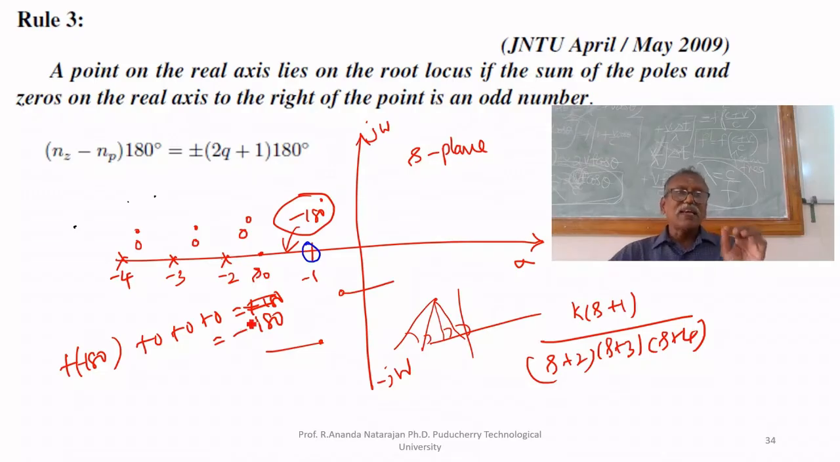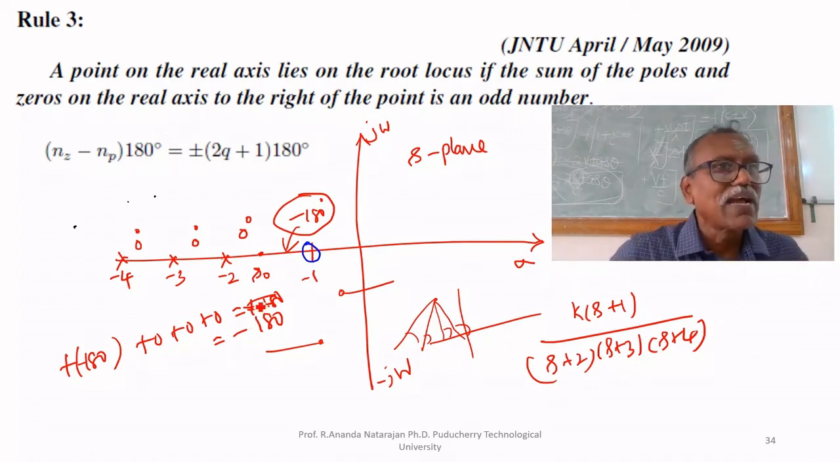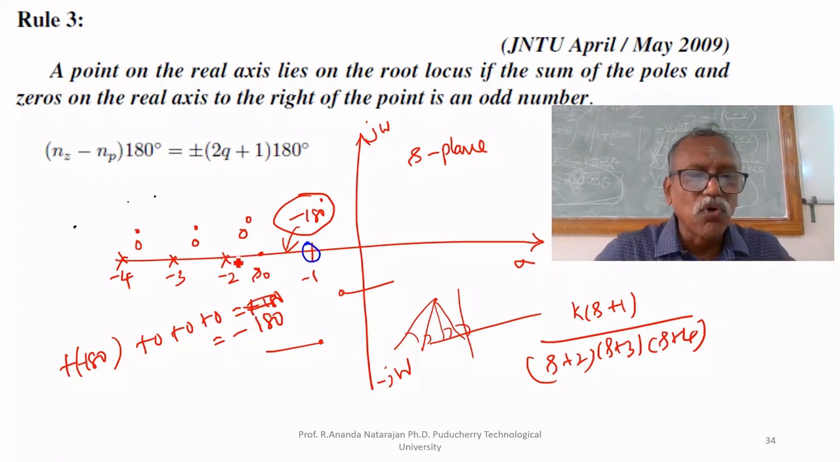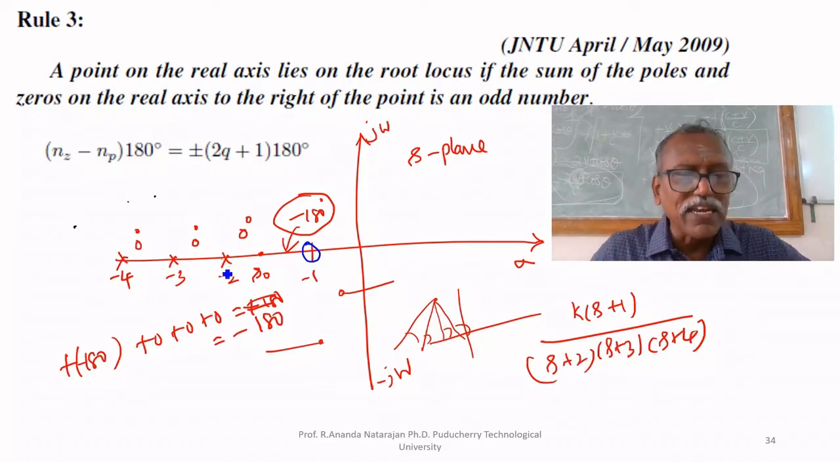If you select any point between minus 1 and minus 2, angle will be 180 degree. Am I correct or not? Angle will be 180 degree. Therefore, all points between minus 2 and minus 1 are on the root locus.